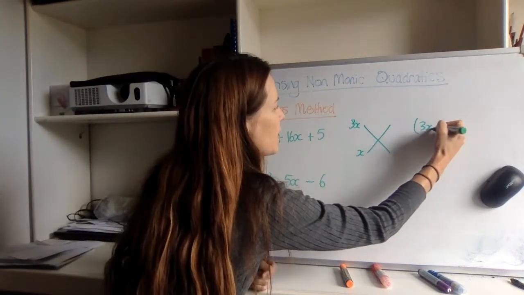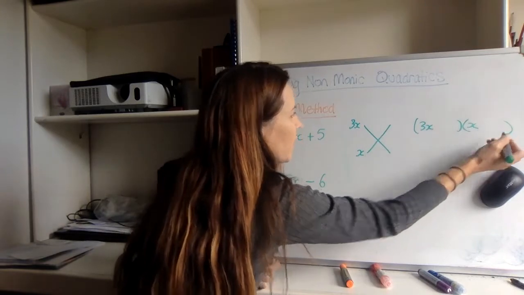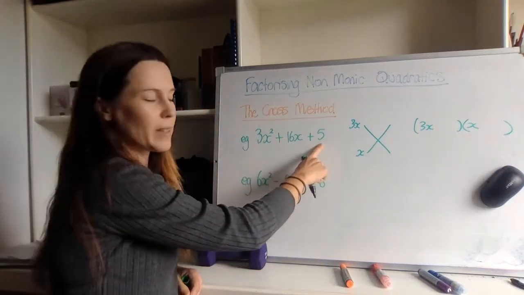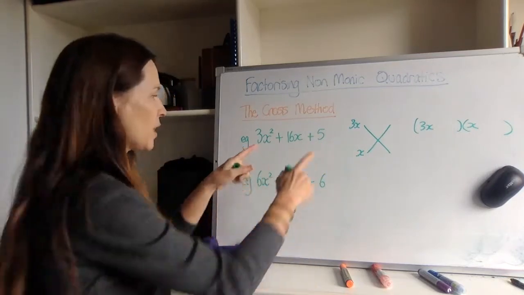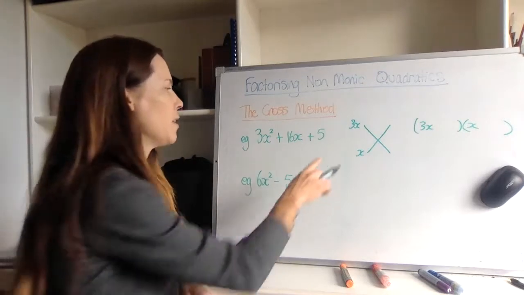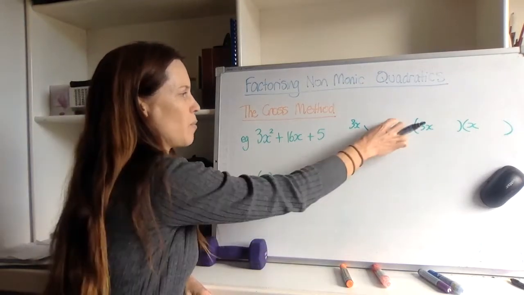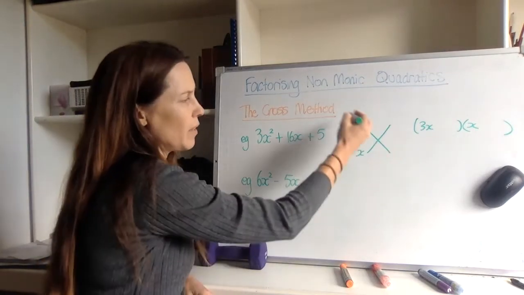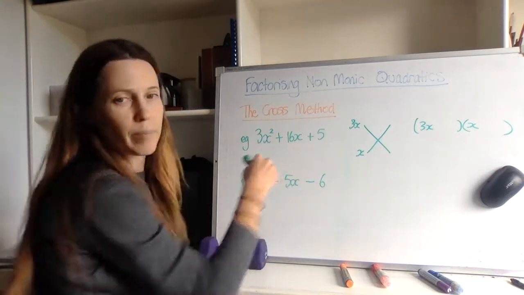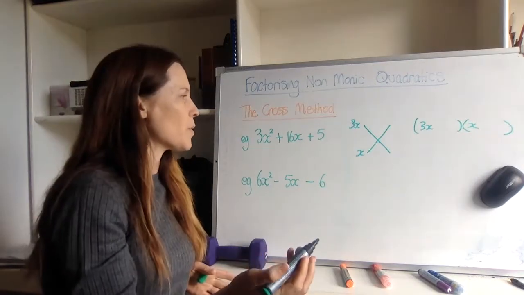Basically what I'm saying is that the 3x and the x are going to be my firsts. Now I've got to consider factors of my lasts. With our other method that we just looked at, remember we multiplied these two numbers together? With the cross method you don't need to do that. You just consider factors of the lasts and you put them here. And then you multiply along the lines of the cross to see if you can generate this middle term by adding together the two terms that you make.